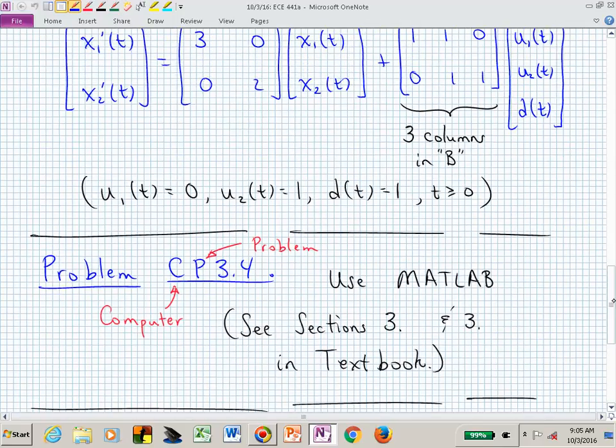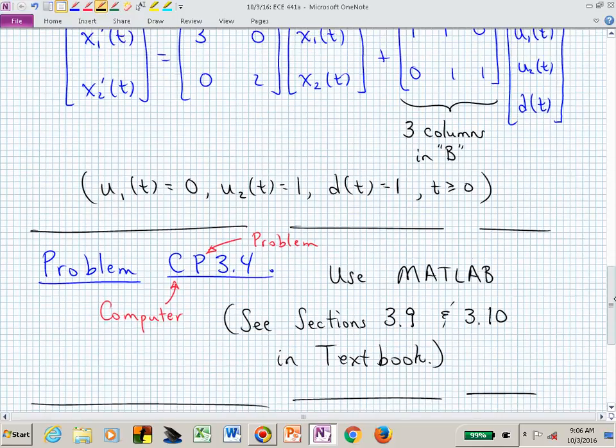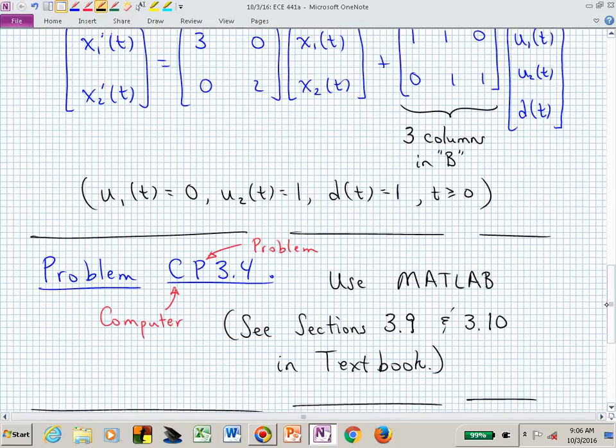The other problem that I want to point out is CP 3.4. We have a lot of different letters in front of our numbers, but this is a computer problem. You'll need to use MATLAB to work it, and you should refer to sections 9 and 10 in Chapter 3, which essentially give you the MATLAB commands that are necessary to solve these problems coming as computer problems, CP 3.4, and there's another computer problem which I don't remember the number of, but you have 2 of those to work in this homework set.